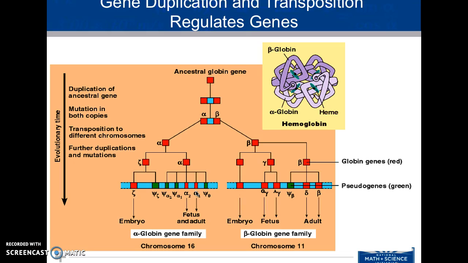Then we see it start to transpose. So first it duplicates, and then it mutates so that we get alpha and beta. Then it is transposed onto a different chromosome, and then it starts to duplicate and mutate into that operon-like sequence. So there are multiple proteins within the alpha globin gene. We have alpha and beta globin to make our hemoglobin cluster, and the alpha globin comes from chromosome 16, and the beta globin comes from chromosome 11.